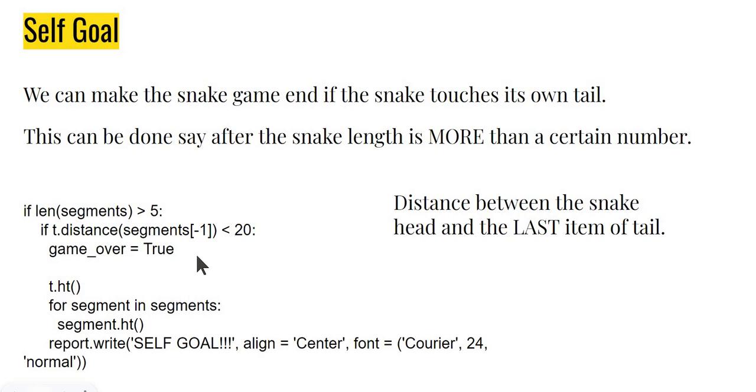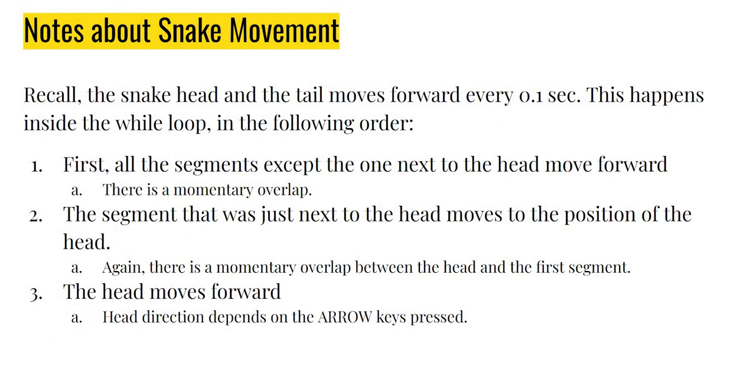Now, this, like I said, is very similar to what we did, for example, with poison. This itself is okay, but still a little bit of thought is required as to where in the code we should put it. Now, for that purpose, we'll have to think a little bit more about the snake movement. In fact, you've seen this before while developing the game. But let's just recall, the snake head and the tail move every 0.1 second. And this happens inside the main while loop for the program. And this also happens in the following order.